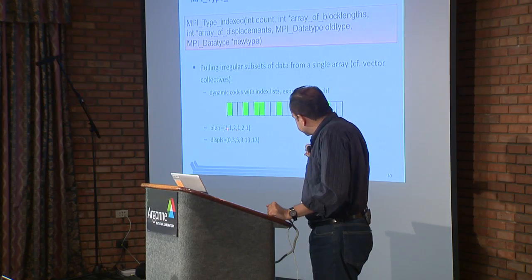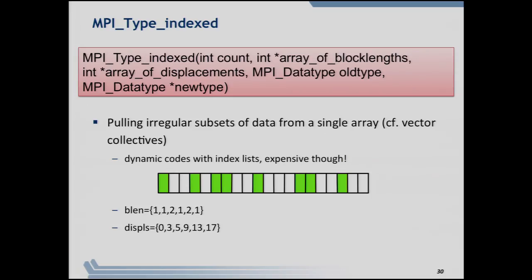So for example, this is how you would fill in those arrays. The block length array would be 1, 1, 2, 1, 2, 1. So that's your block length array. And your displacement array would be, this is at displacement 0, this is at displacement 3, this is at 5, this is at 9, and so forth. So it's simple. You are describing what you want to send.